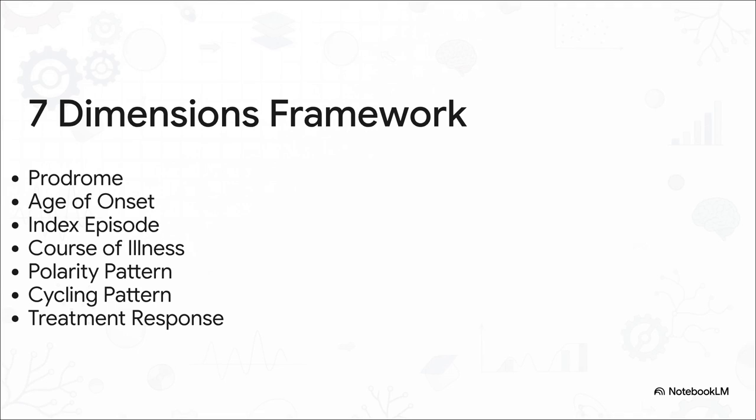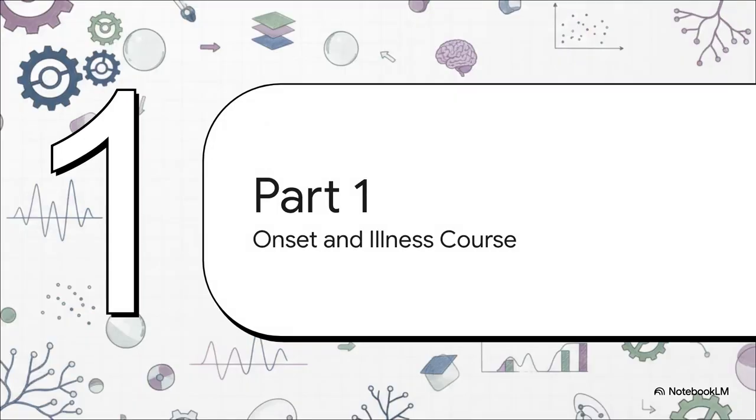I want you to think of these as 7 chapters in your patient's story. We've got prodrome, age of onset, the index episode, course of illness, polarity, cycling, and finally, treatment response. When you put them all together, they create this incredibly rich, longitudinal picture of the disorder. Okay, so let's start with the first 4 dimensions. These are all about looking back.